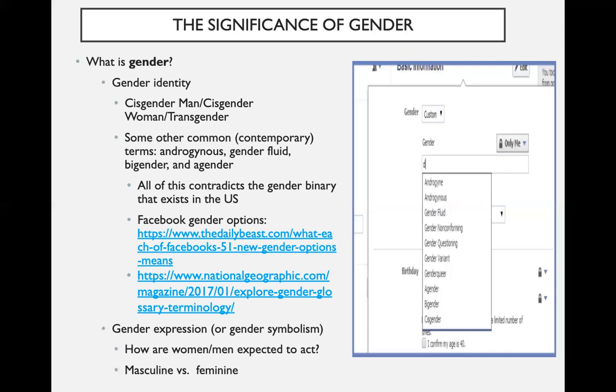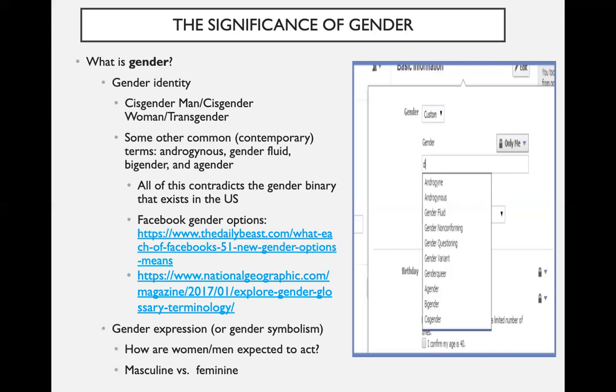Some of the other more common contemporary terms would be things like androgynous, which speaks to gender expression, and that people who are androgynous oftentimes do not engage in masculine or feminine gender expression. Instead, it's something much more gender neutral. Gender fluid is the idea that both your identity as well as maybe your expression is fluid. It can change by the moment, by the context, by the situation. Bigender is someone who identifies as both, and agender is someone who identifies as neither.